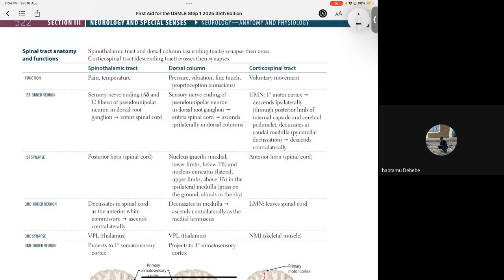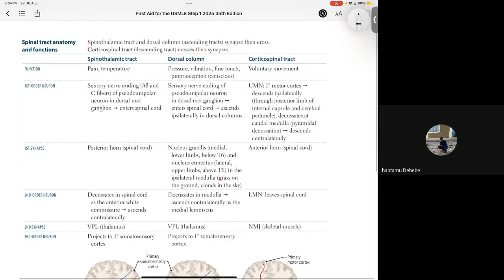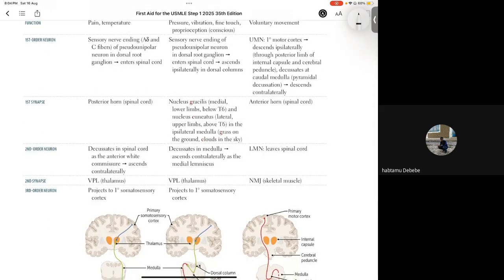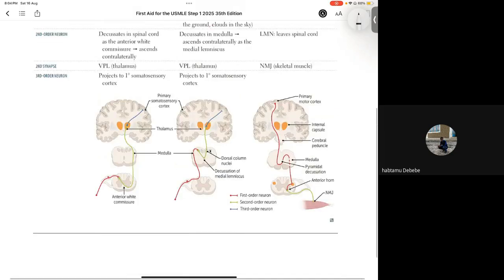Corticospinal tracts. Motor cortex, descending ipsilaterally through the posterior limb, often decussate in the caudal medulla, descend contralaterally, 90% of the fibers get into the anterior horn, right? The lower motor neuron, neuromuscular junction. So that was all about your tracts.